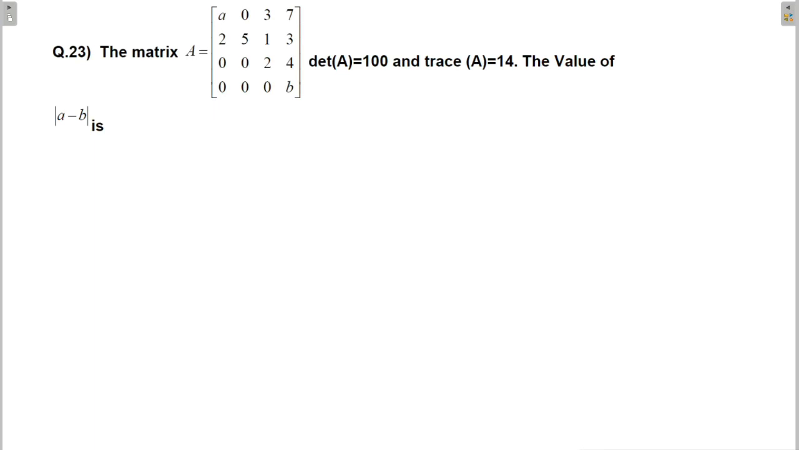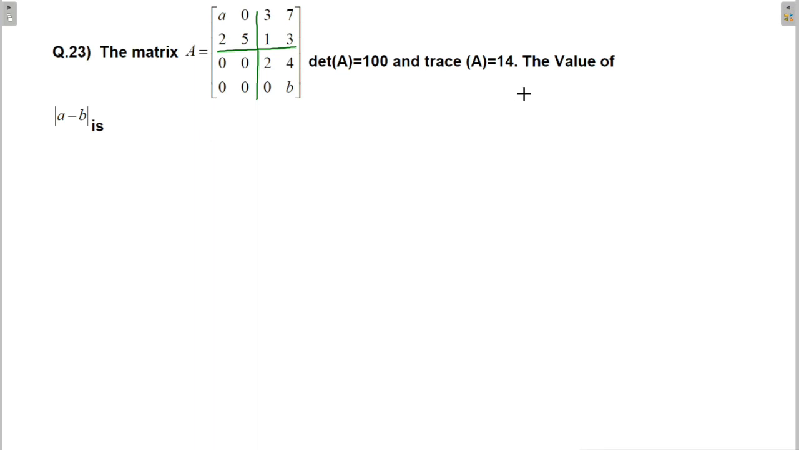So in the 4 cross 4 matrix, the determinant of A is given and the trace of A is also given. We want to find A minus B. So before that, you can split it as a block matrix.